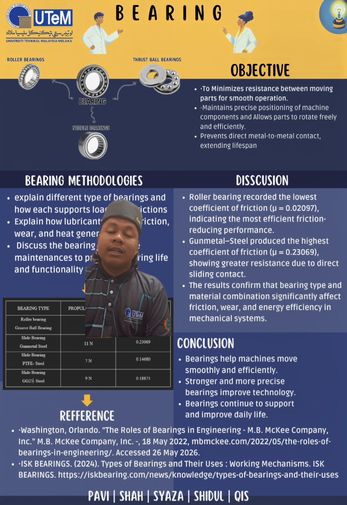In contrast, the gunmetal steel combination recorded the highest coefficient of friction, which indicates greater resistance during operation. Overall, the results show that different bearing types and material combinations have a significant effect on friction, wear and energy efficiency. Therefore, choosing the right bearing is important to ensure better machine performance and longer service life.